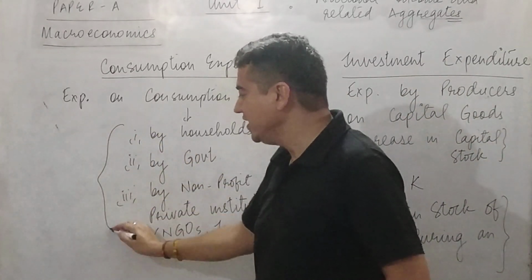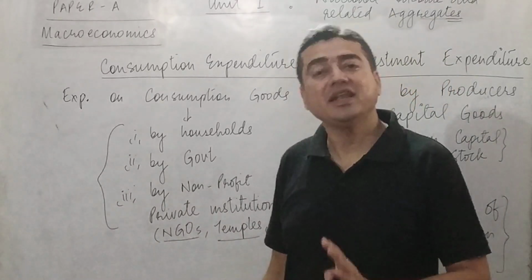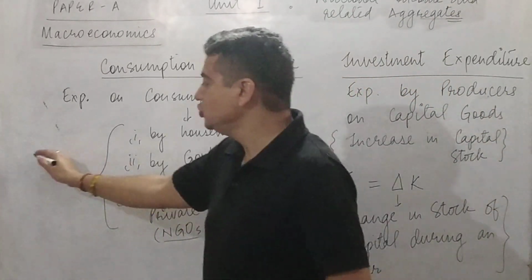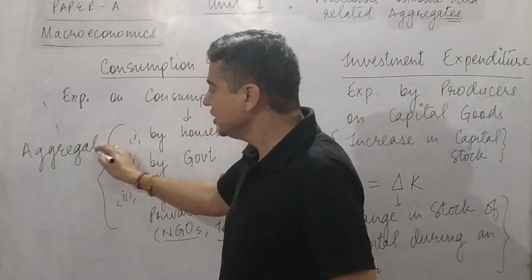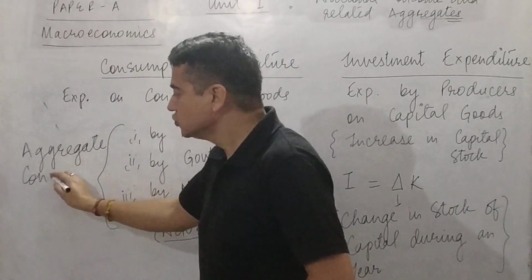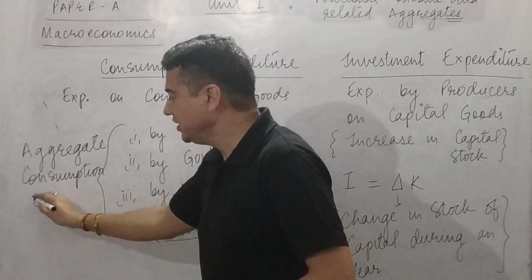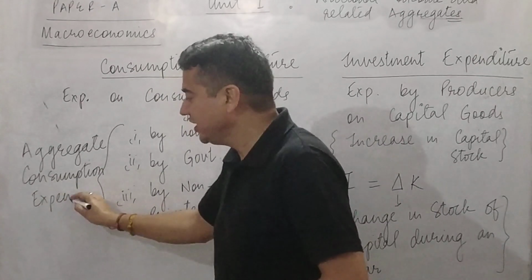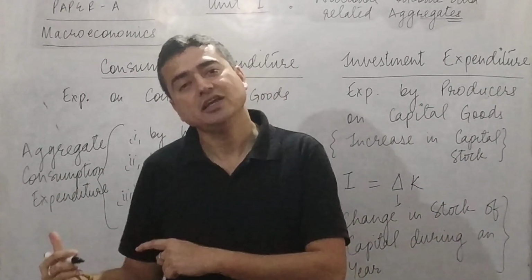Now, if you add consumption by all these three groups in an economy, that would be called aggregate consumption expenditure. What will we call it? Aggregate consumption expenditure of an economy. Aggregate again means total consumption expenditure of the economy.